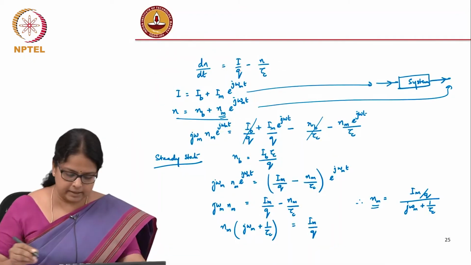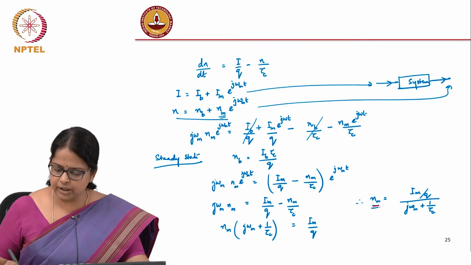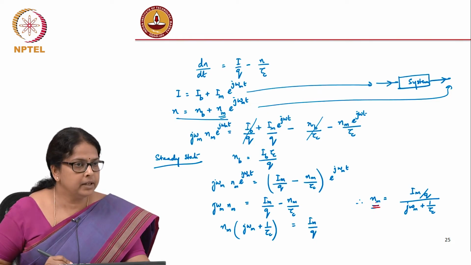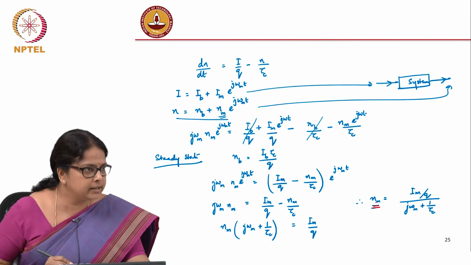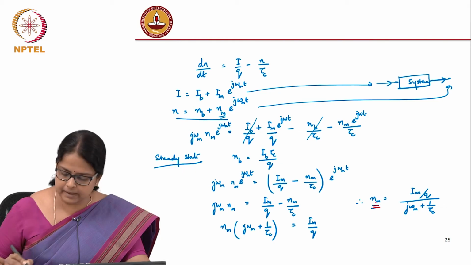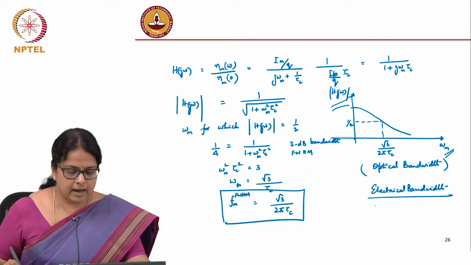So last time we talked about modulation bandwidth of LED. Now by modulation bandwidth, what we mean is how fast can we turn the LED on and off. And that is directly related to how fast can you change your carrier density. Okay.